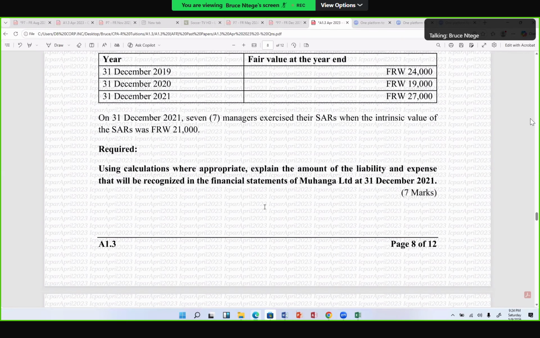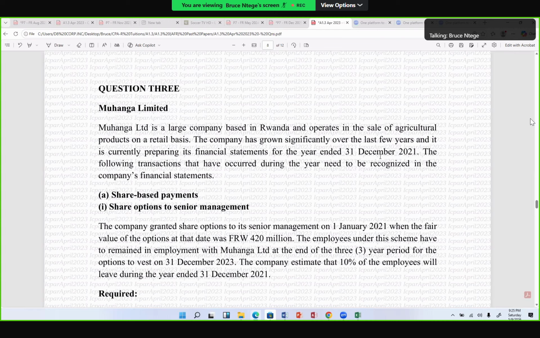It says, Muhanga Limited is a large company in Rwanda. It operates in the sale of agricultural products on a retail basis. The company has grown significantly over the past few years and is currently preparing its financial statements for the year ended 31st December 2021. They have given you the following transactions that have occurred during the year, which you need to recognize in the company's financial statements.